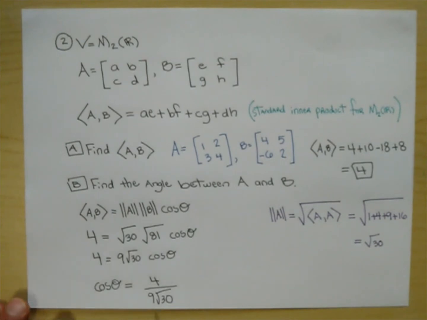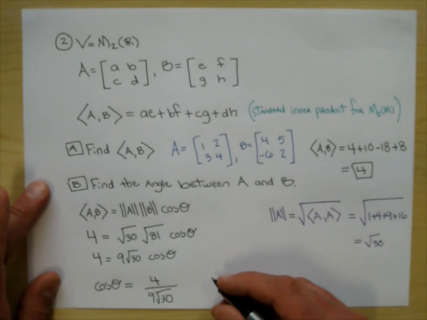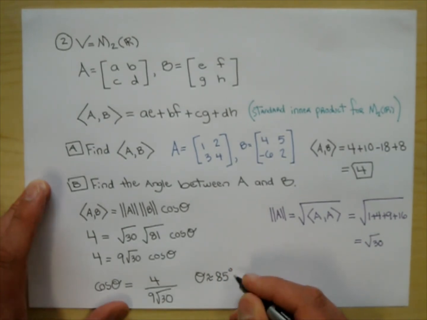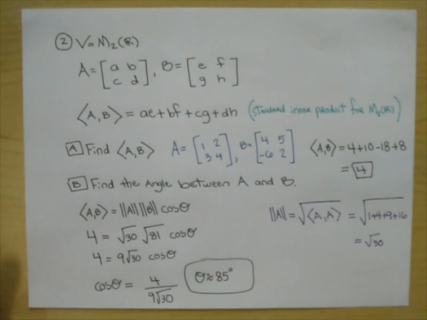If you're going to enter this all in on your calculator, you need parentheses on the bottom. Otherwise, the order of operations will say 4 divided by 9, and then multiply that by root 30. So you need parentheses down there. You have to hit your inverse cosine button and make sure your calculator is set on degrees. I'm going to round this to the nearest degree. What I got for an answer was approximately 85 degrees.